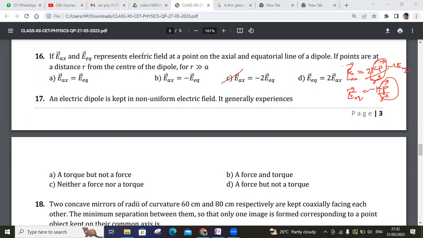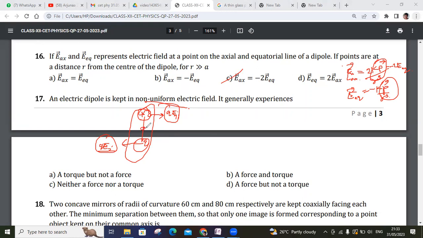Then the 17th: an electric dipole is kept in a non-uniform electric field, and generally experiences what? This is an electric dipole, plus Q and minus Q, kept in a non-uniform electric field. Suppose the force here is QE1. Because the electric field is not constant everywhere, a different force may get applied. So this force and this force may not be the same, so if you take this as one system, it will experience a net force.